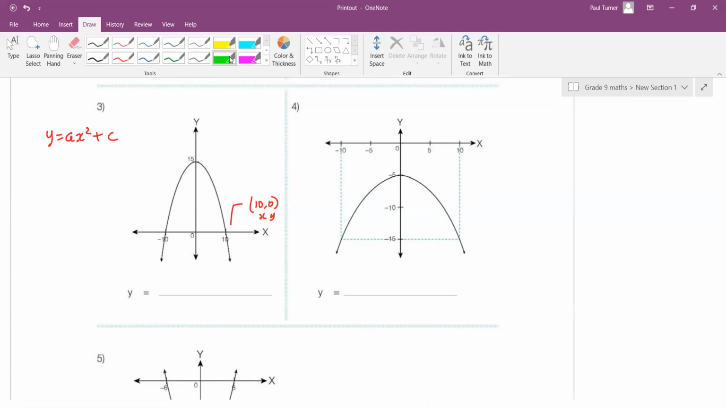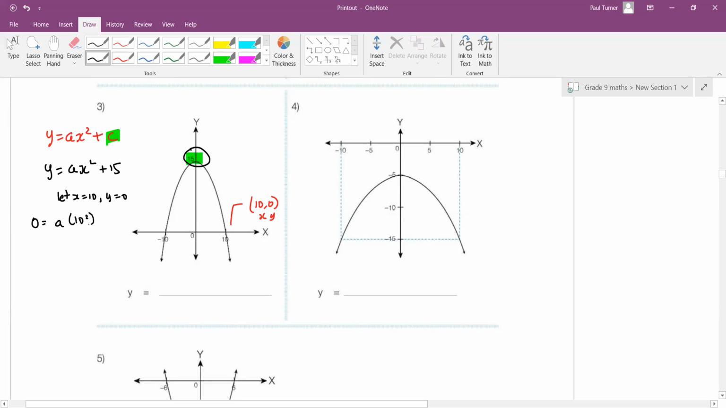So you've got C, that's your y-intercept, which is here. So we know C is 15. So you can write y equals ax squared plus 15, whatever this number is here, the intercept. And we can use x and y as 10, 0. So let x equal 10, y equal 0. We put them into the equation. So you have 0 equals a times 10 squared plus 15.